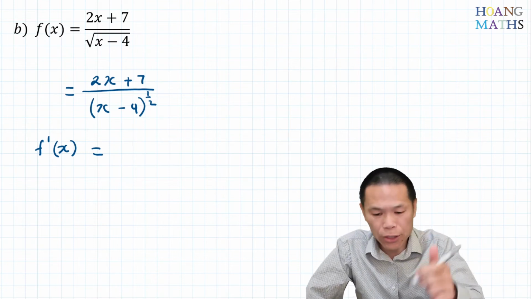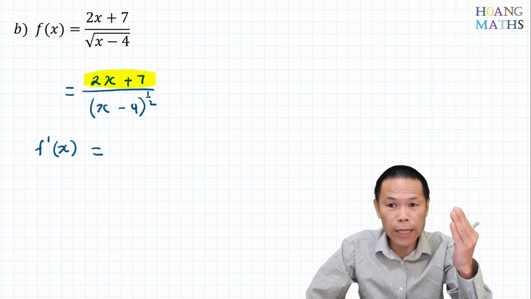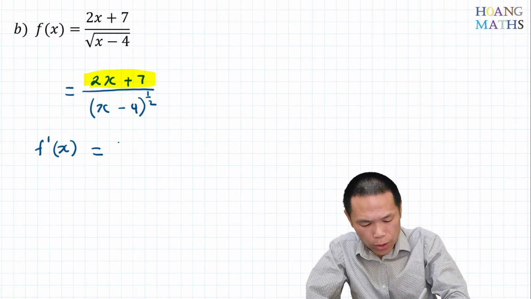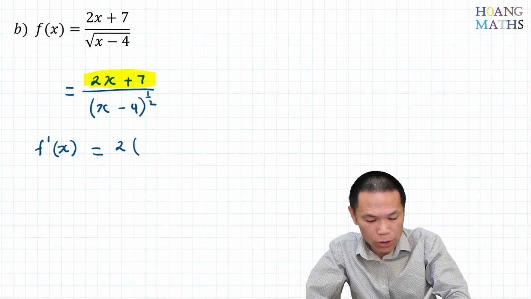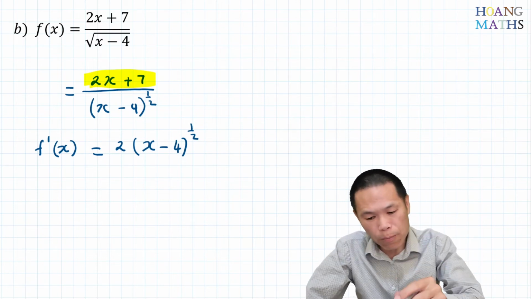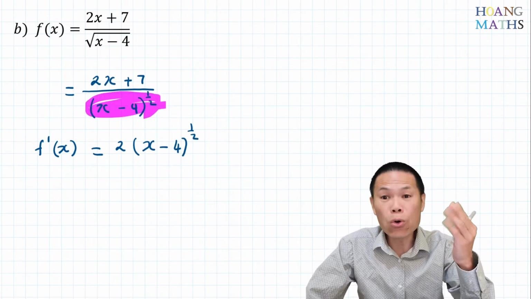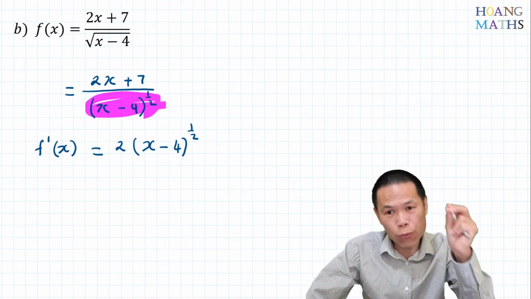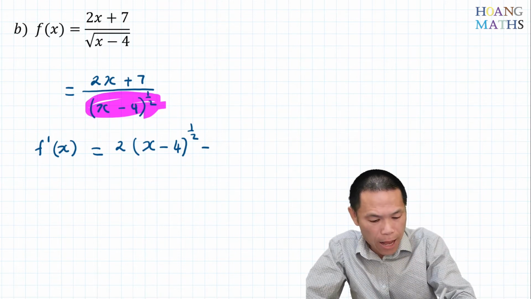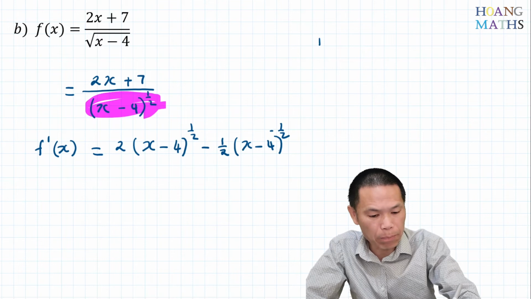So differentiate the top function, that is 2x plus 7. Differentiate that, give me 2, so just write 2. And we times the bottom function, so that is x minus 4 power of a half. And then we differentiate the bottom. To differentiate the bottom, we use power, angle, trig. So the power is a half. So we bring down, so that becomes a half times x minus 4, because a half minus 1 gives you negative half. So power done. Power, angle, trig.